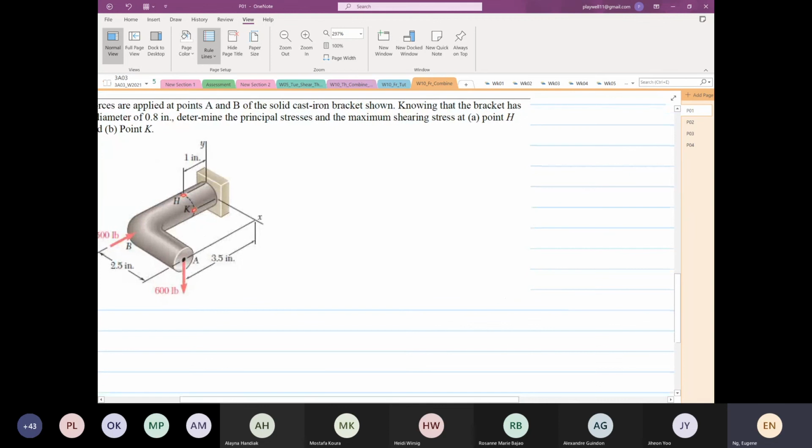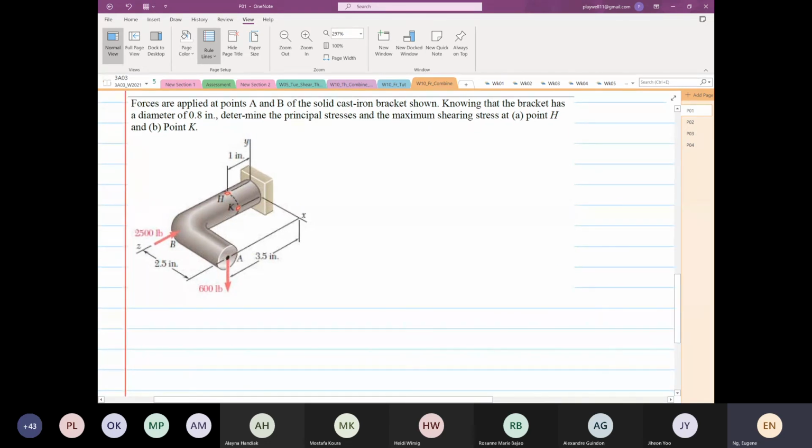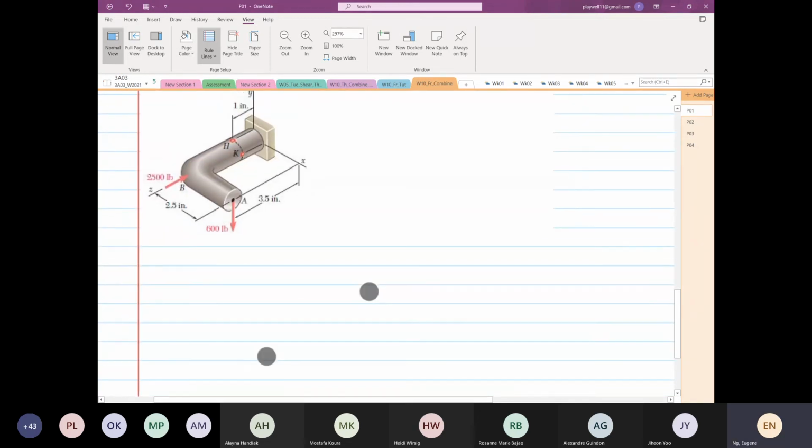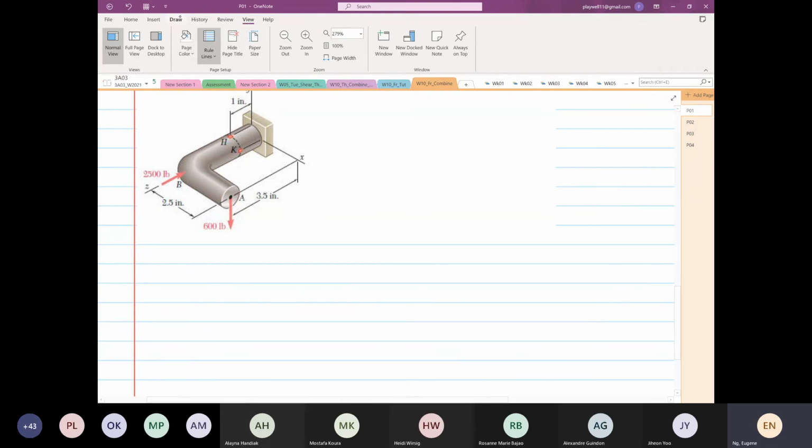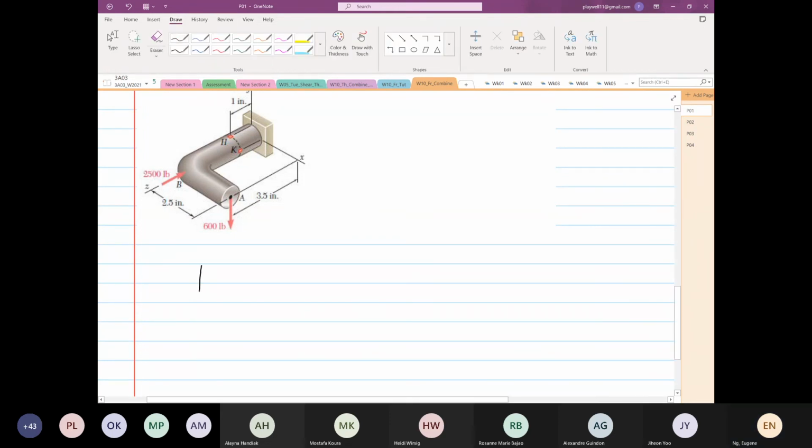So let's see what forces are critical for us. If I were to look at this in the yz plane, I'm only going to do it for the shear only. So this is our yz. If I were to look at our yz, this is what we will see.